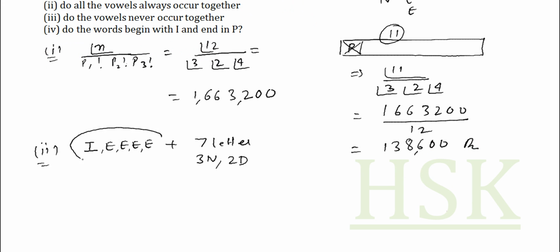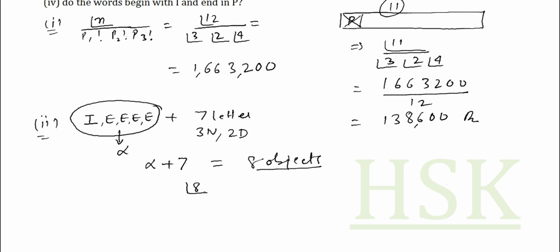So what I'm going to do, I'm going to assume that all these 5 vowels are equal to alpha. Okay. So now we have to arrange this alpha with these 7 letters. So this will be same as arranging 8 objects. So the number of ways of arranging 8 objects is equal to 8 factorial upon 2 factorial into 3 factorial. But alpha is equivalent to these 5 letters, and they can arrange themselves in how many ways? 5 factorial upon 4 factorial ways.